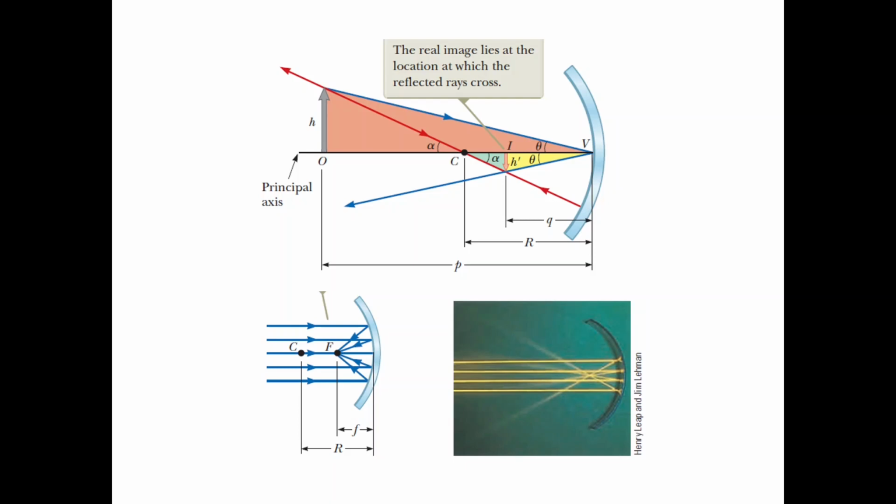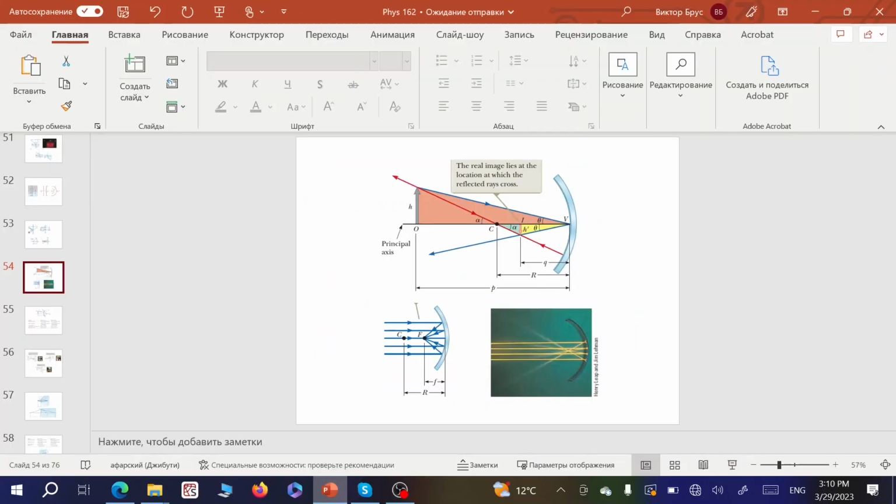We finished our discussion with the mirror equation. Let us write it down. So the mirror equation was derived as follows: 1 over P plus 1 over Q was equal to 2 over R.